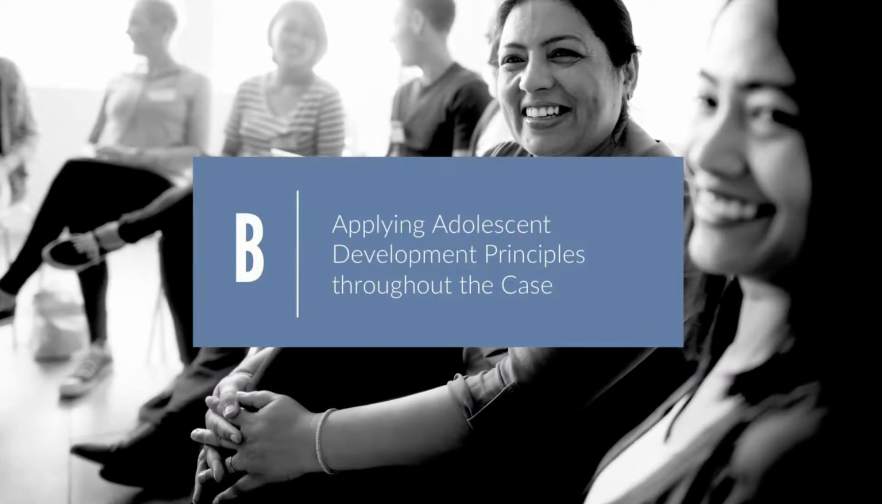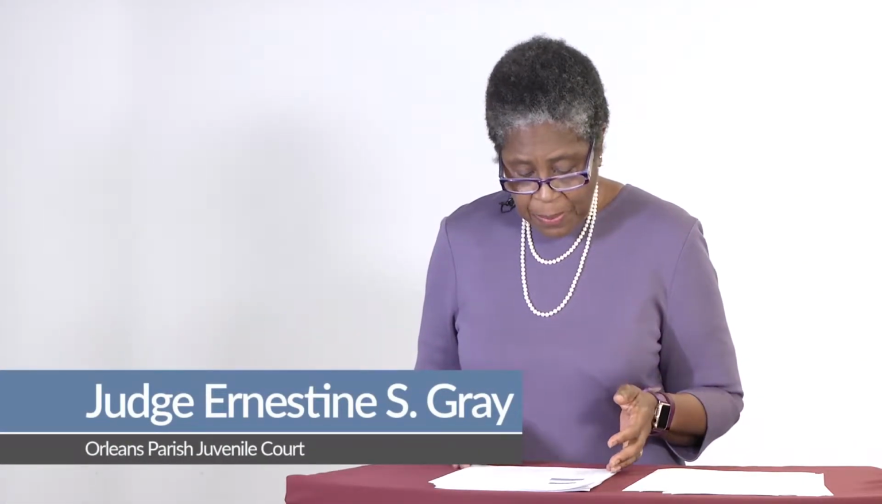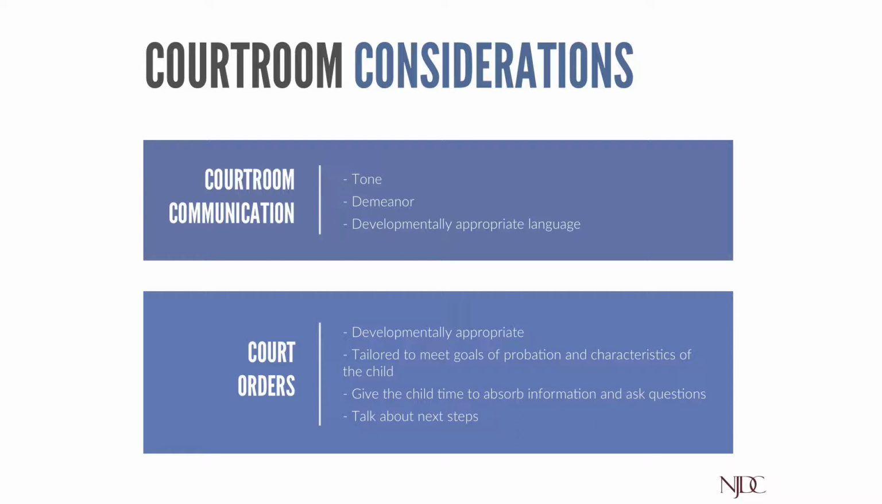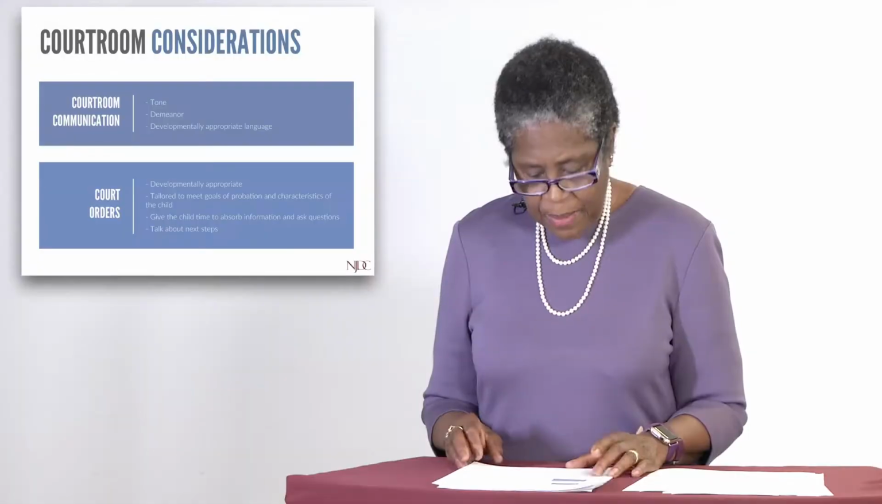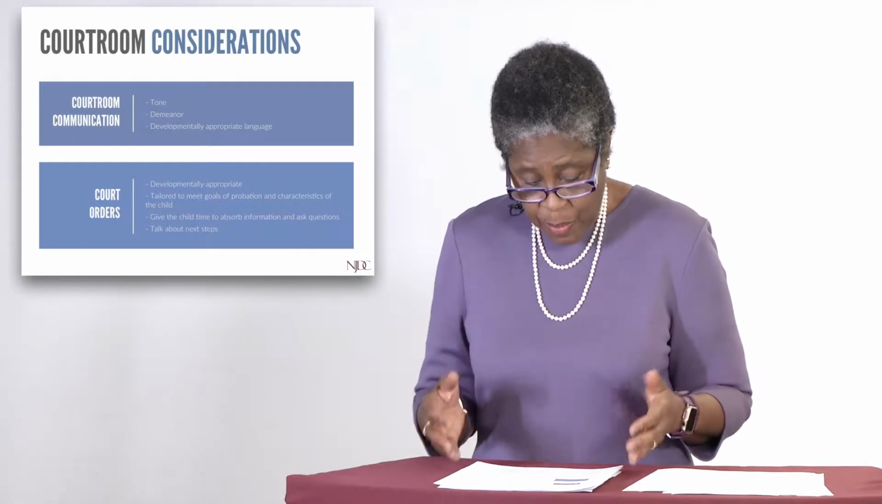We know from the 4 Supreme Court cases that we discussed earlier, or 5, that 12-year-olds are different from 20-year-olds. And so when we are fashioning our orders and making decisions, they should be developmentally appropriate. We should use simple language. We should give clear instructions, use concise terms and conditions tailored to meet the goals of probation and the characteristics of the child. So in my courtroom, I do a lot of exchange between me and the young person before me.